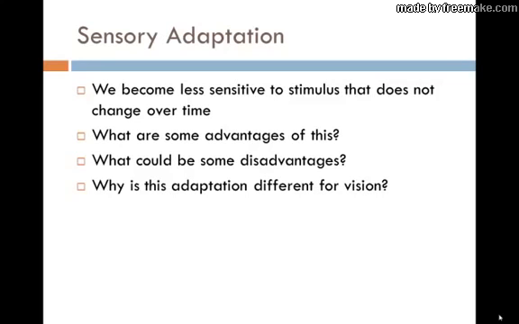Disadvantages could be that maybe something's staying the same and we do want to pay attention to it. So we're not going to be as adapted to do that.